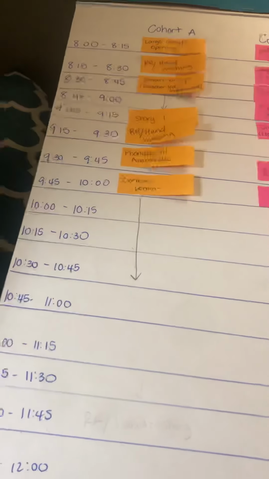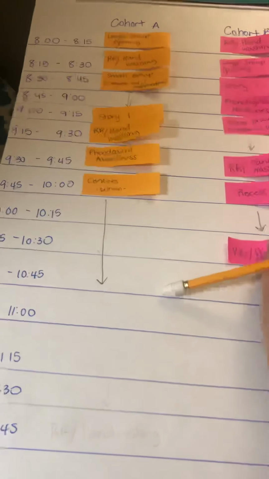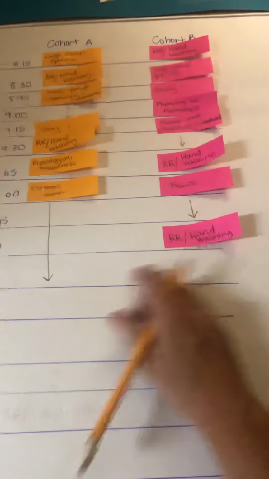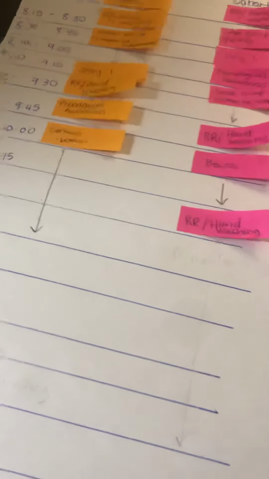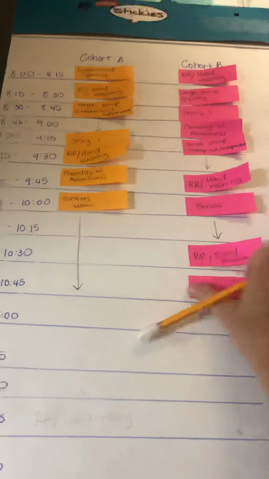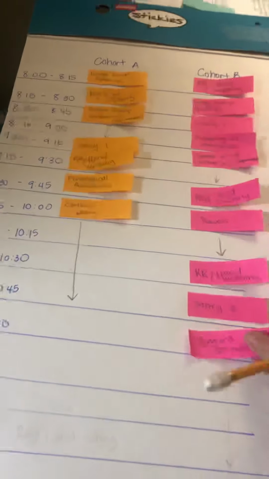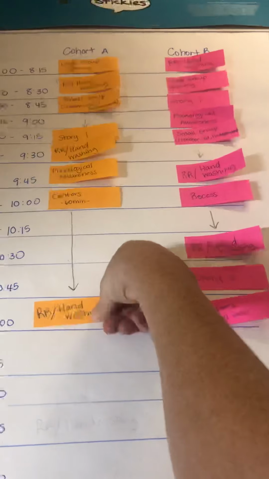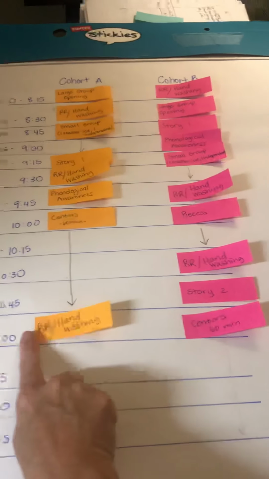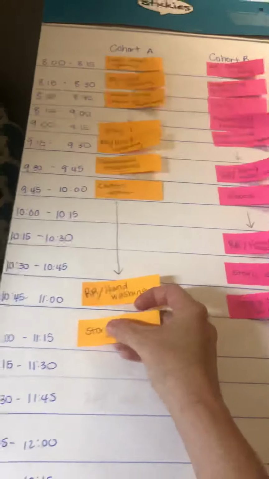What are you going to do with this group when you come back in? More than likely, we'll probably have another hand washing break every time you come back in from recess. And then maybe we go do story 2 as we get ready for the next thing, which is probably going to be centers. When these people are done with centers, they can go ahead and do their hand washing. And then that will put them there. Story 2.